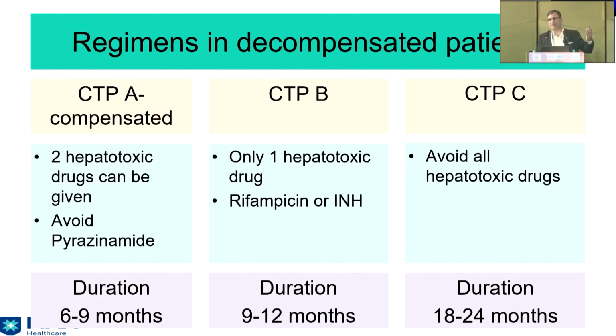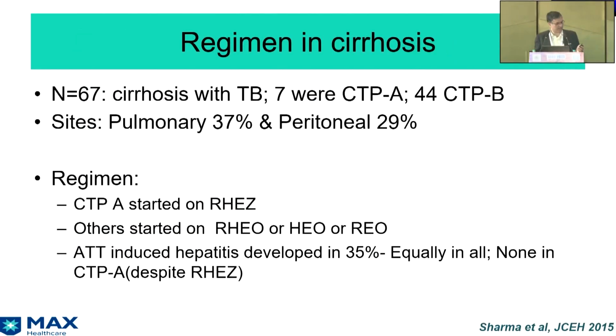This is what is given in guidelines, and people follow this, except that some people would want to give HREZ in Child A cirrhosis. For example, in a patient who is well compensated and requires ATT, I give all 4 drugs in Child A cirrhosis. And there is data, again published by Praveen from Ganga Hospital: 67 patients, 7 of them were CTP-A, 44 CTP-B. These were the regimens they used. CTP-A were given all 4 drugs.